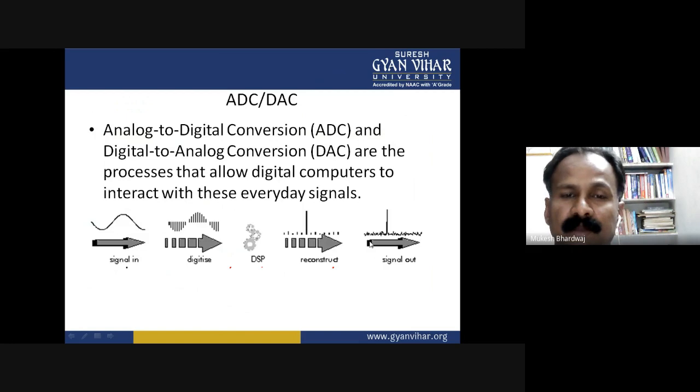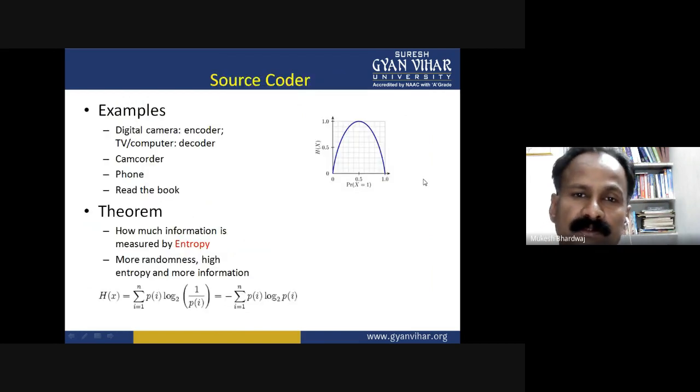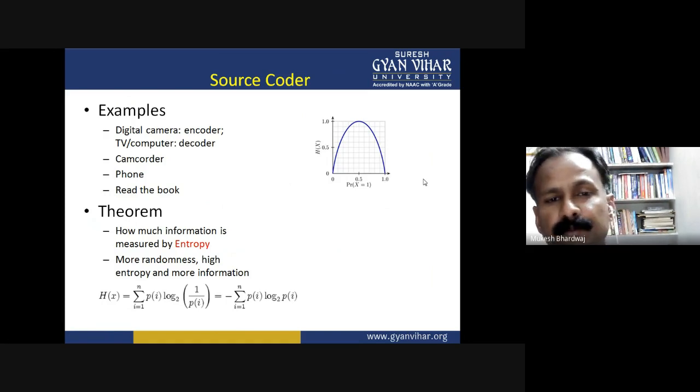Analog to digital conversion, or digital to analog conversion, are the processes that allow digital computers to interact with these everyday signals. So we require a converter for the analog signal to be converted into digital, and then wherever the end user is using it, the digital signal is converted back to the analog signal. Examples are source coders, digital camera encoders, TV, computer decoders, camcorders, phones.